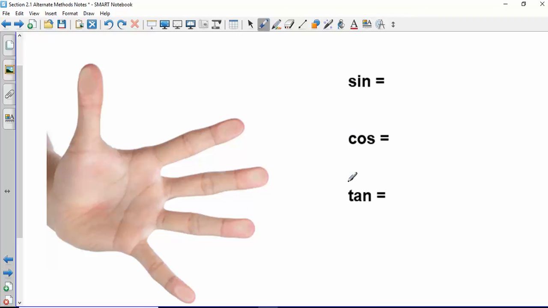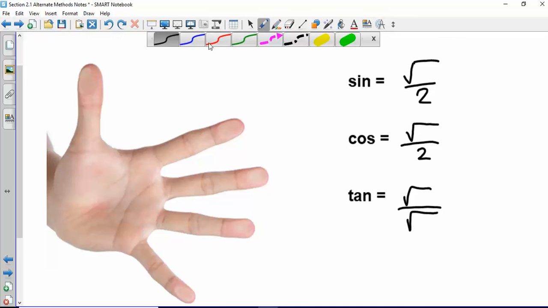So what I want you to do first, we have a pattern for how we are going to find sine, cosine, and tangent. And this pattern, you really just have to know this part for the hand trick to work. Sine is going to be the square root of something over 2. Cosine is going to be the square root of something over 2. And tangent is going to be square root over a square root.